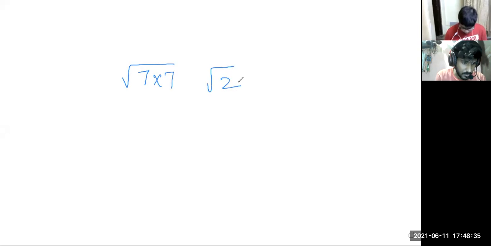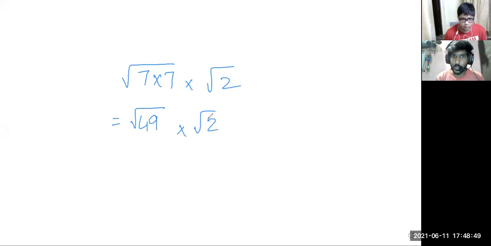Okay, you have written, after this step, look, 7 into 7 and root of 2. That is 1, 2, 3. Fifth line, look at the fifth line. You have written 7 into 7 and into root 2. Did you get it? After this, you wrote 7 into 7, 49 and root of 2. Correct?